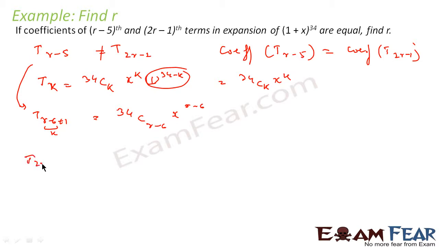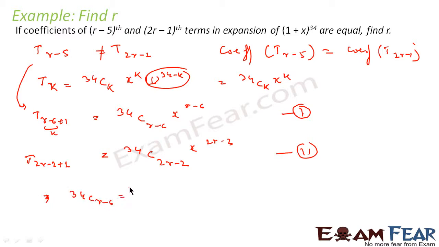Similarly, T(2r-1), we can write T(2r-2+1). This becomes 34C(2r-2) into x to the power 2r minus 2. This is the T(r-5) term, and this is the T(2r-1) term. Now we are told that the coefficients are same. That means this part is equal to this part. So let's equate this: 34C(r-6) is equal to 34C(2r-2).